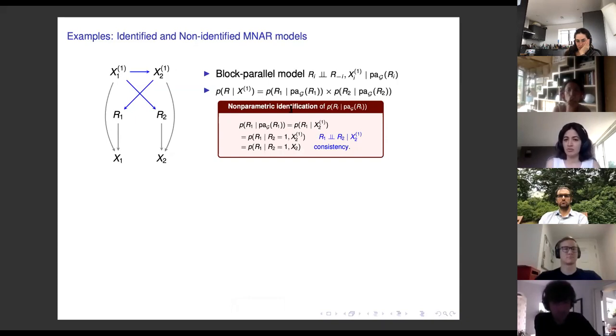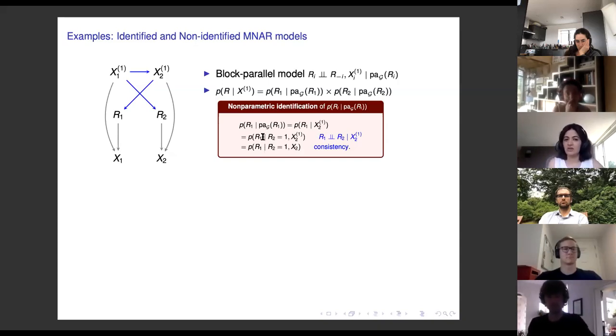It's very simple to show why these pieces are identified in the block parallel model by simple rules of d-separation. Let's look at propensity of R1. The parent of R1 is just x21, and we know that R1 is going to be independent of R2 given x21. So I can just plug in R2 equals 1 past the conditioning bar, and because R2 is set to 1, I can replace the counterfactual with the proxy, and now the right-hand side is just a function of observed data. Therefore, the propensity of R1 is identified. Similarly, propensity of R2 is going to be identified.